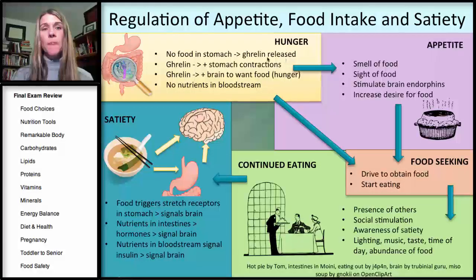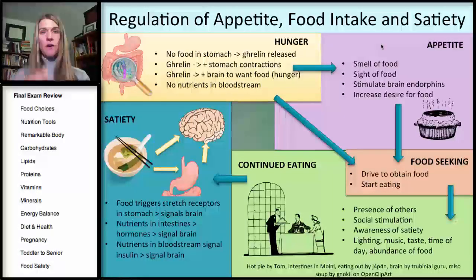So that's a hormone which is going to do a couple things. One is, the stomach contractions that you have when you're really hungry. Ghrelin is going to stimulate the stomach contractions. So it's going to give you that hunger feeling. It's also going to travel to the brain and tell the hunger center, yeah, I need to eat. I need some food. So that is really going to drive you to food-seeking behavior. Now, if there's no nutrients in the bloodstream as well, so low blood sugar, then that's also going to drive you to eat.